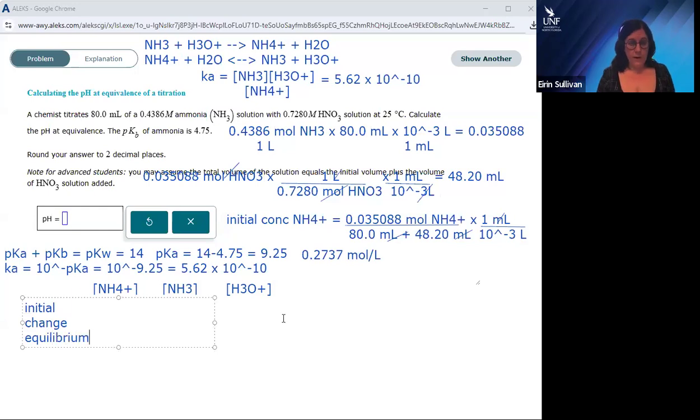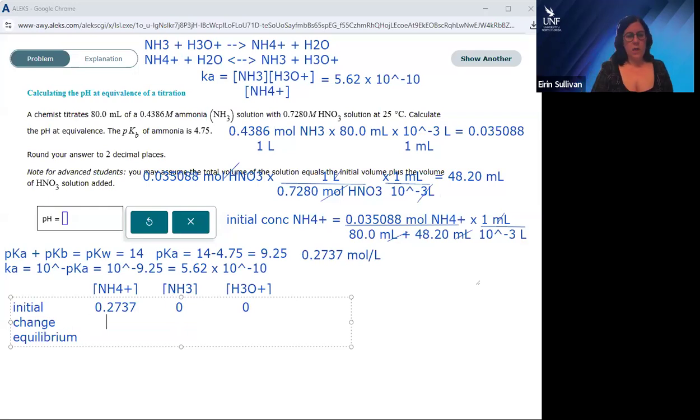We've done it before. My initial concentration of ammonium, which is what I just worked out, was 0.2737 moles per liter. Initially, I shouldn't have any ammonia because it has been neutralized. And I'm going to assume zero hydronium, although of course there is going to be some small amount from the hydrolysis of water. As my ammonium reacts with water, I lose x moles of ammonium and gain x moles of ammonia and x moles of hydronium. So my equilibrium values in terms of x, which is going to be the concentration of hydronium at equilibrium, is what I'll be solving for, because that's what I want to know to find my pH.